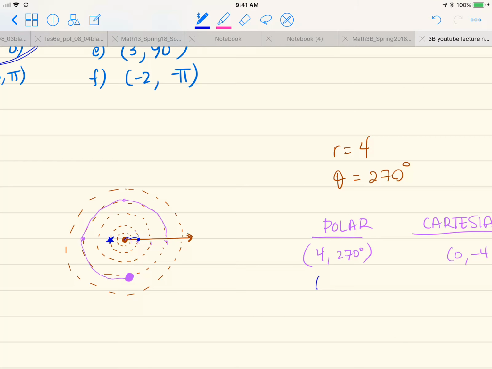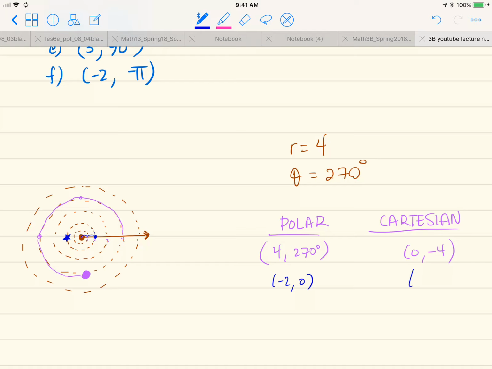So negative 2 comma 0 is the same as, look at that, negative 2 comma 0.